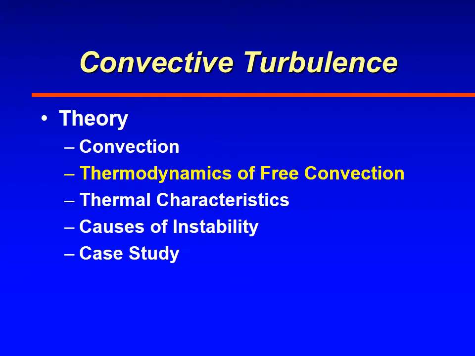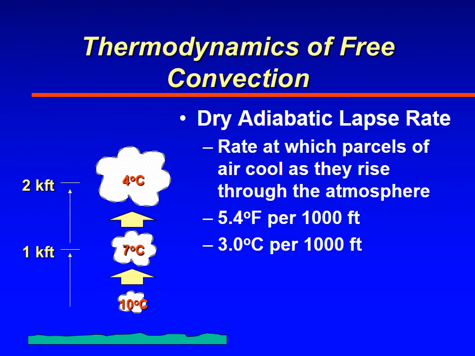So as far as the thermodynamics of free convection, we're going to start looking at some temperature numbers in the atmosphere of rising parcels of air and also the environmental temperature. So we'll start out talking about the dry adiabatic lapse rate. This is the rate at which a parcel of air cools. So as a parcel of air rises through the atmosphere, the temperature decreases because of the expansion of the air. And that rate is 5.4 degrees Fahrenheit per 1,000 feet or 3 degrees Celsius per 1,000 feet.